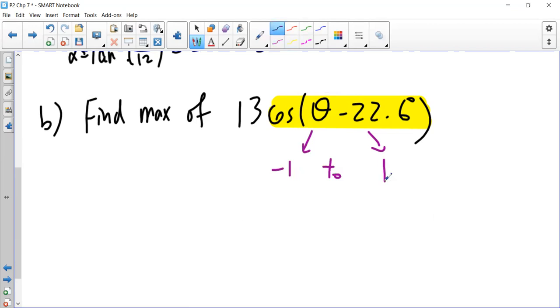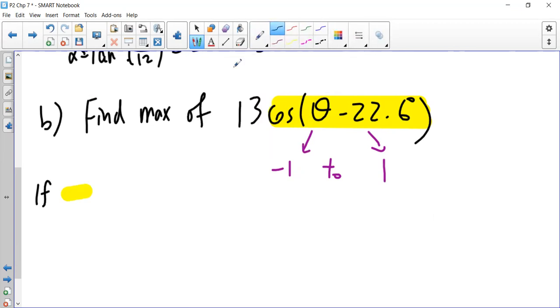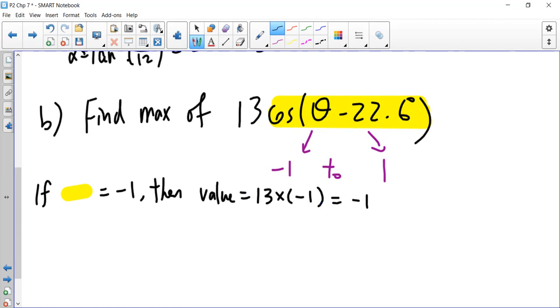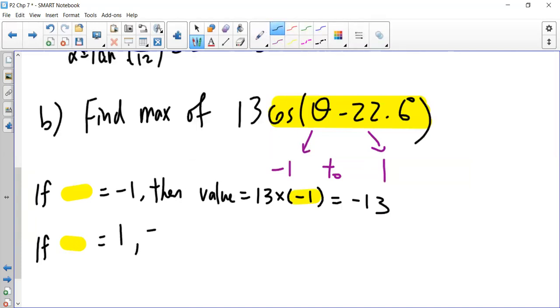So if we substitute the highlighted bit as -1, then the value equals 13 times -1, which is -13, right? So we replace the highlighted bit by the -1. But if the highlighted part is 1, then the value equals 13 times 1, which is 13.